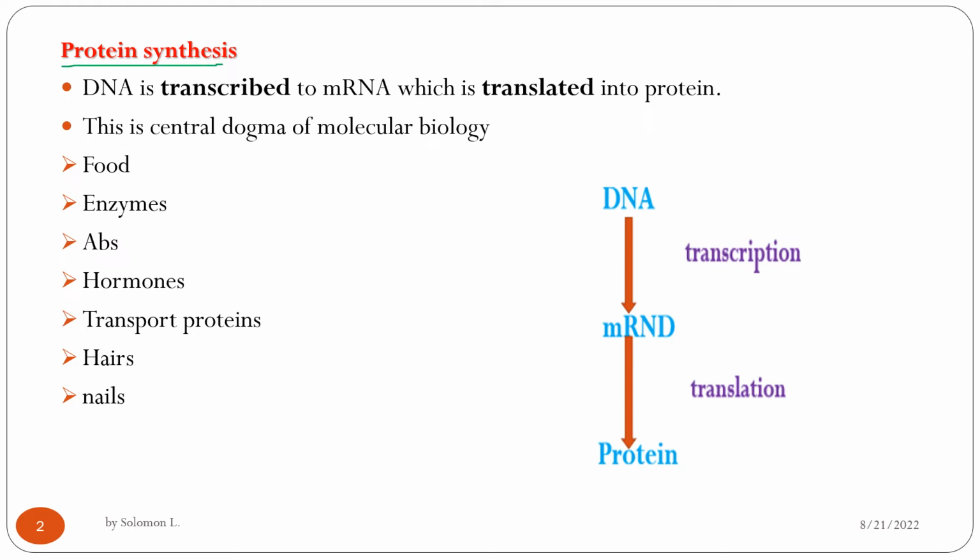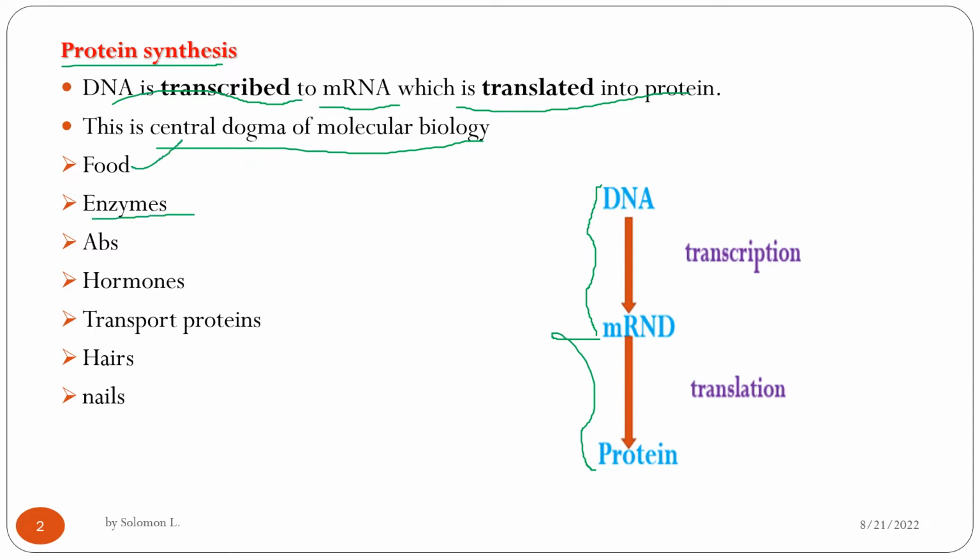Protein synthesis. First, DNA, which is found in the nucleus, is transcribed into messenger RNA. Then messenger RNA moves from the nucleus to the cytoplasm and is translated into a protein. The transcription of DNA to messenger RNA and translation of messenger RNA to protein is the central dogma of molecular biology. And proteins can be a source of food, and all the enzymes are proteins, of course.